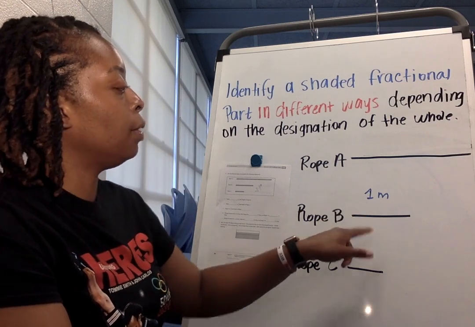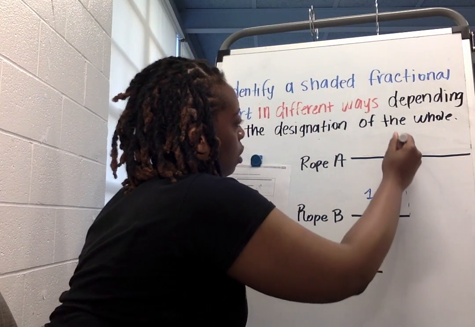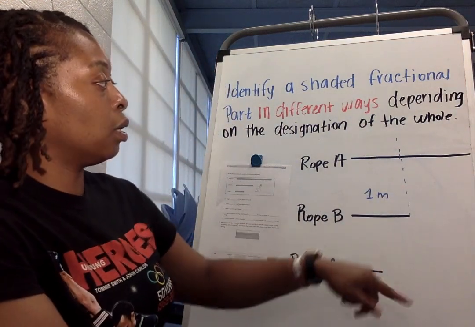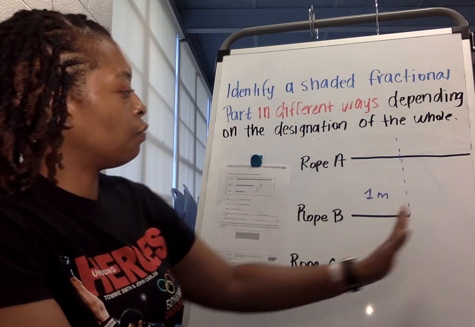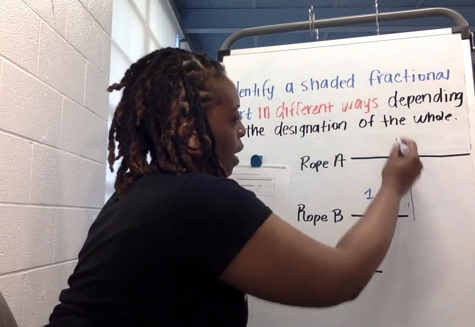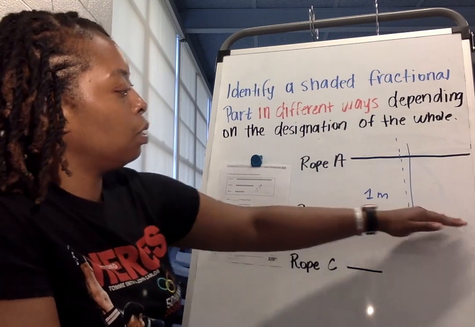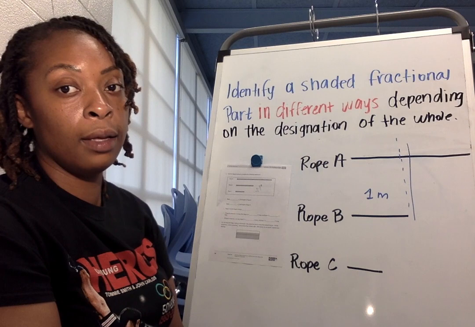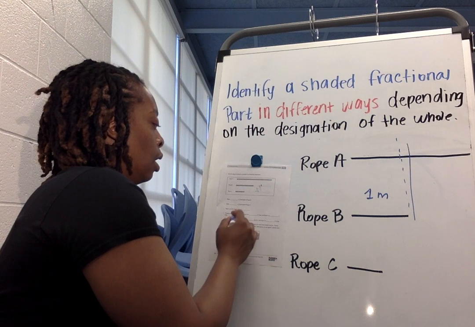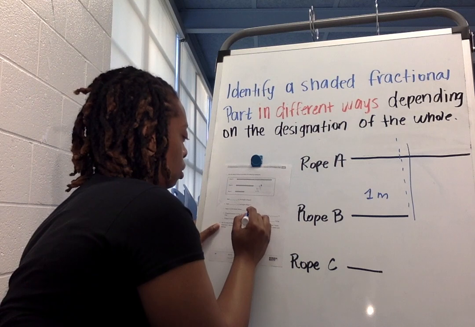If rope B is 1 meter long, let's see, rope B stops here. It's about halfway through, right? So if rope B is 1 meter long, how long is rope A? If rope B comes up halfway to rope A, how long is rope A? If this much is 1 meter and you add this part together, how many meters is that? 2. Good. So for this first blank in D, you should put, if rope B measures 1 meter long, then rope A is 2 meters long.